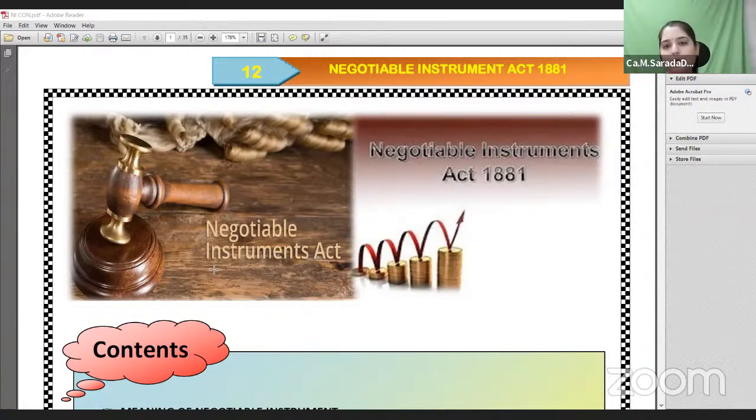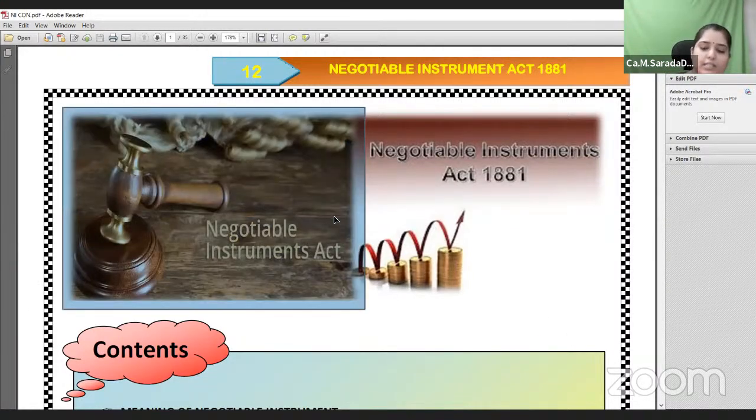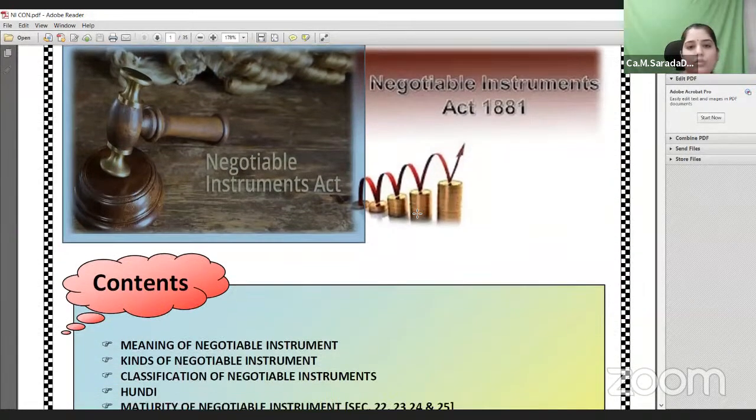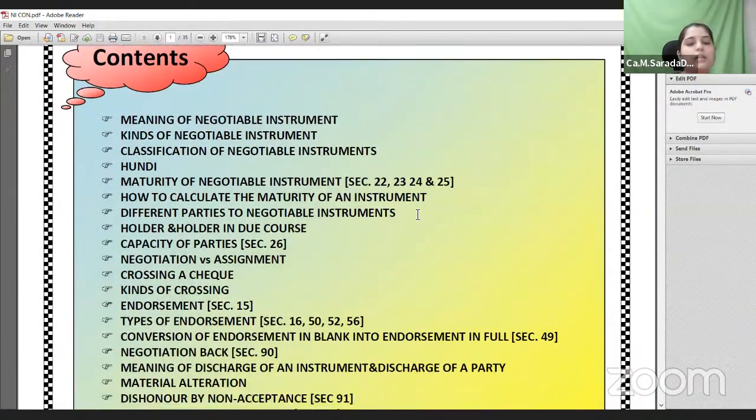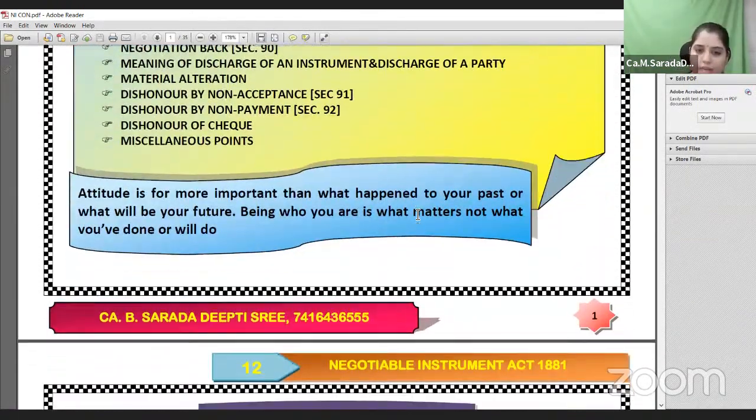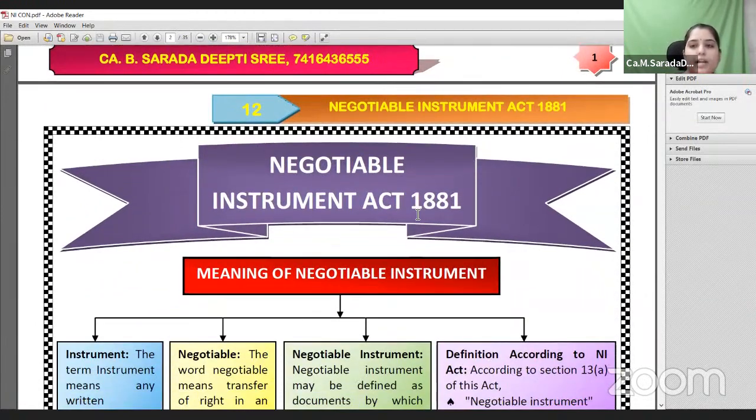Now, let us come to this particular chapter of the Negotiable Instruments Act. Ma'am, what is this Negotiable Instruments Act? Why is it so important? The Negotiable Instruments Act 1881 is the oldest act, which is applicable generally in many countries around the world. Many countries follow this particular act. For us in India, it is applicable to the whole of India.